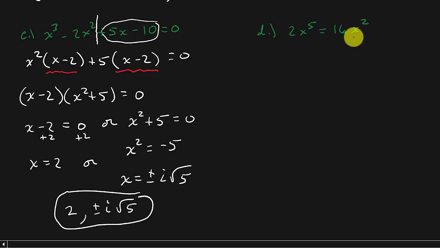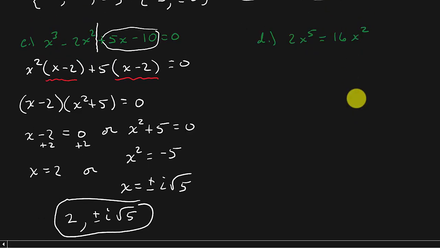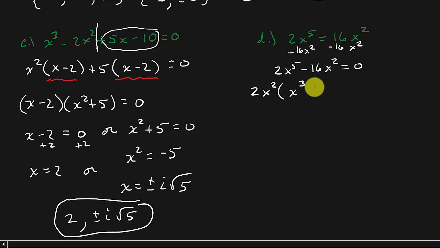So first, let's get everything to one side. All right. And so I'm going to subtract 16x squared from both sides. So that's going to leave me with 2x to the 5th minus 16x squared equals 0. And then let's factor out the greatest common factor. So that's going to be 2x squared. And I'll be left with x cubed minus 8. And that equals 0.